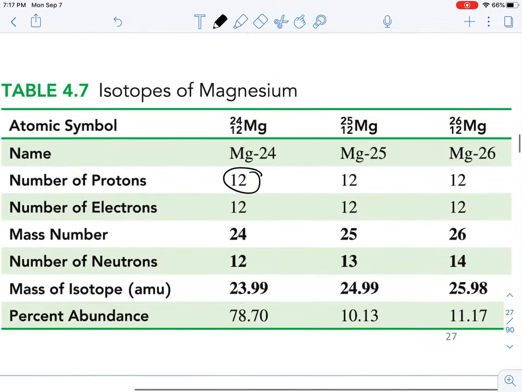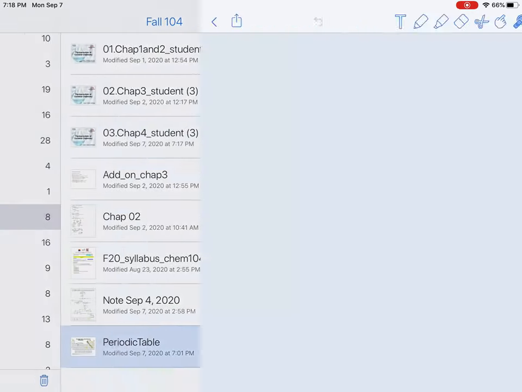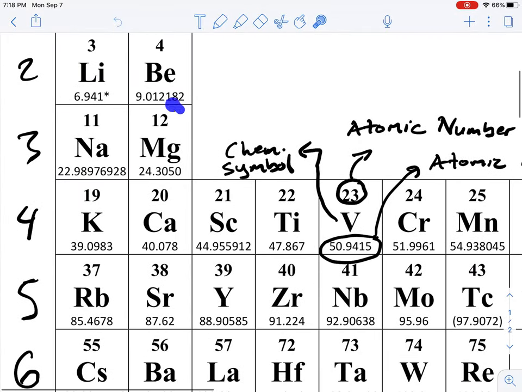All right, so the notation for isotopes of magnesium, I'm not going to write this, is actually on the table. So notice that this is the nuclide notation of magnesium. Notice that the bigger number is always written at the top and the smaller number is written at the bottom. So 12 is the atomic number of magnesium. If you look at the periodic table, and look at where magnesium is, this is where the 12 is coming from.